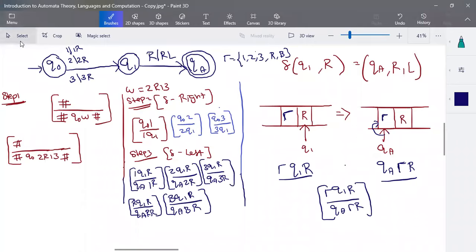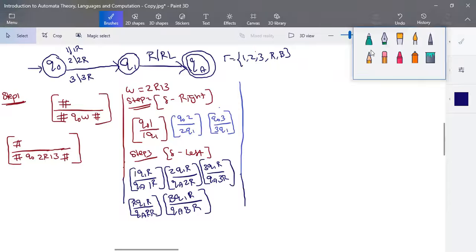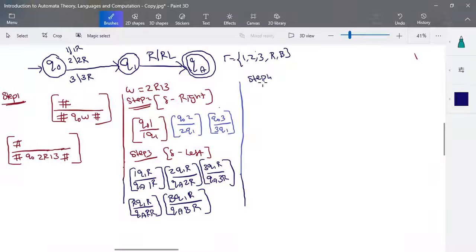Got it? Now coming to the remaining steps. The remaining steps are very simple. Only these three steps are a bit complicated, and that too with the left side move step being a bit complicated. So now we are done with step 3, and step 4 is for all the tape symbols. For all your tape symbols, we are going to write a matching domino.